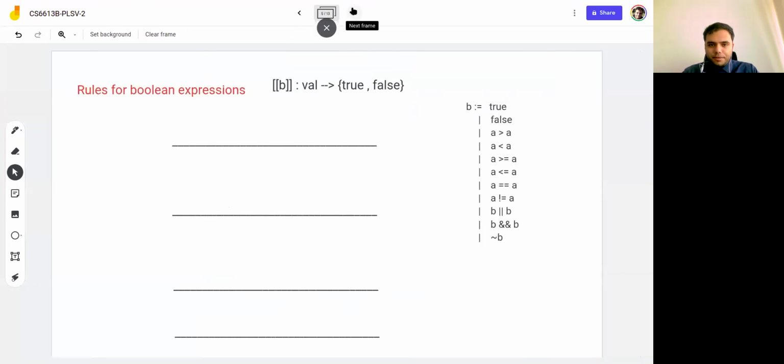Okay. So let's write the rules for Boolean expressions now. Let's start with the simplest case. What are the rules for true and false?